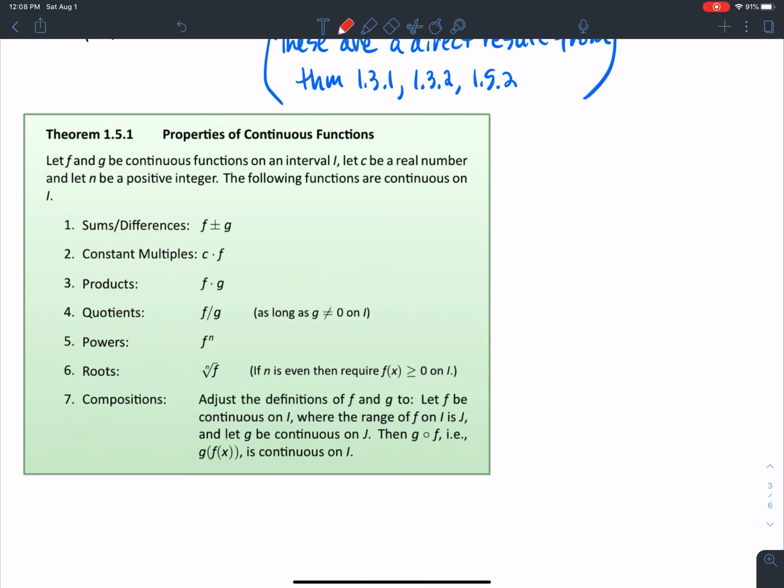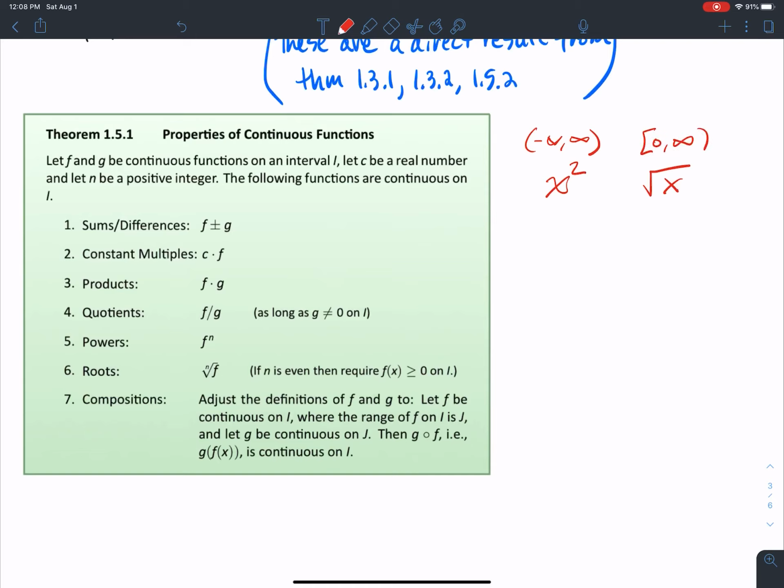Now, what is all this saying here? This is saying basically that if I know that f and g are continuous on some interval, then the sum and the product of f and g are continuous on that interval. Like if I had x squared, which I know is continuous from negative infinity to infinity, right? And I had, say, the square root of x. This is continuous from 0 to infinity.